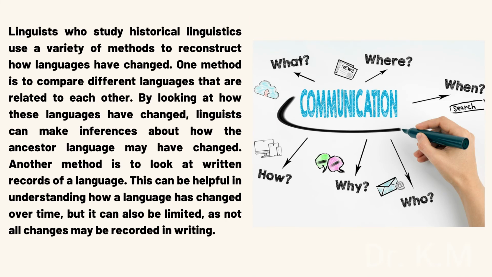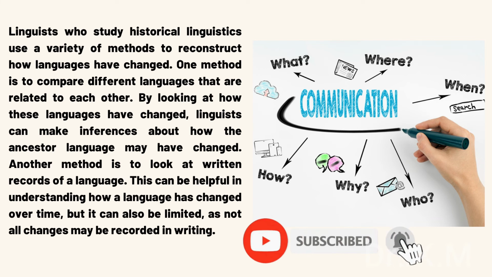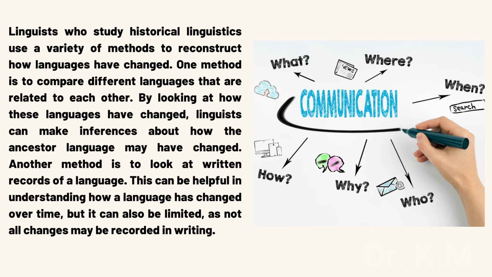Linguists who study historical linguistics use a variety of methods to reconstruct how languages have changed. One method is to compare different languages that are related to each other. By looking at how these languages have changed, linguists can make inferences about how the ancestor language may have changed. Another method is to look at written records of a language. This can be helpful in understanding how a language has changed over time, but it can also be limited, as not all changes may be recorded in writing.